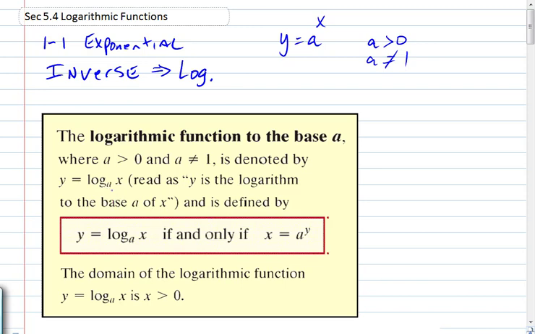A is called the base of the log, and guess what it was called up here? The base of the exponent. So a is the base, and the base of the log is the same as the base of the exponent.